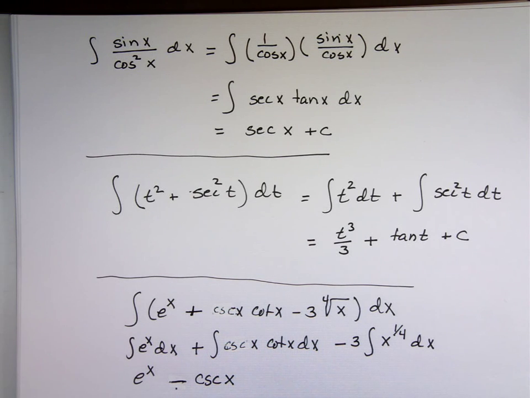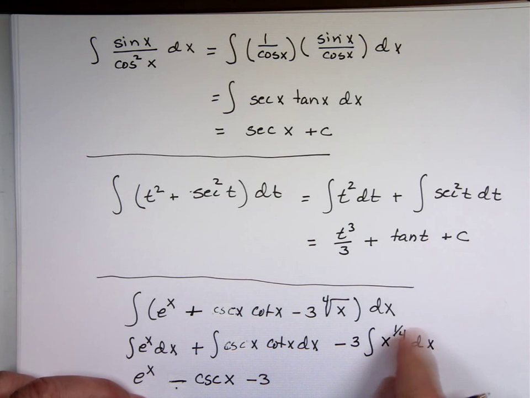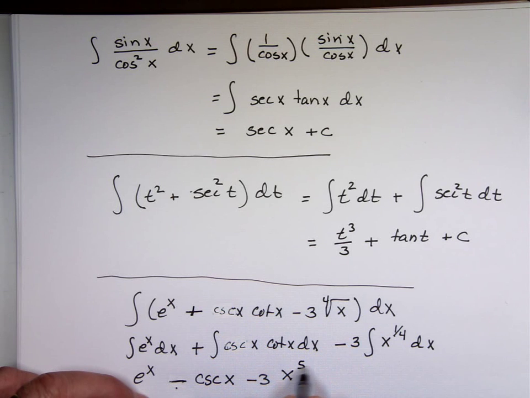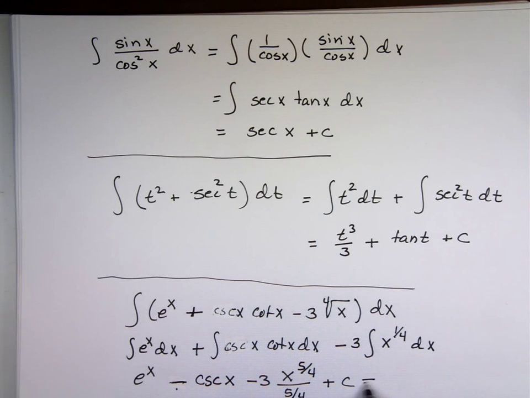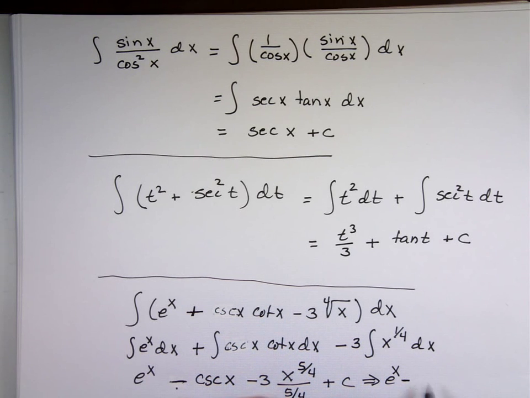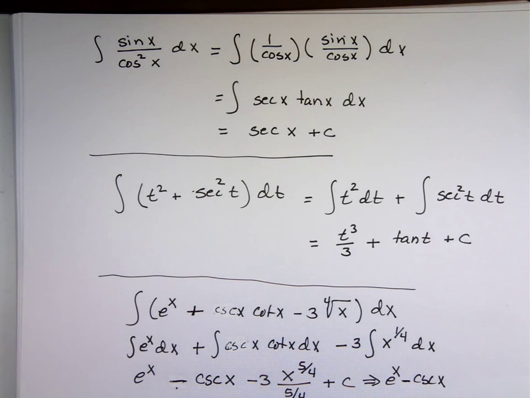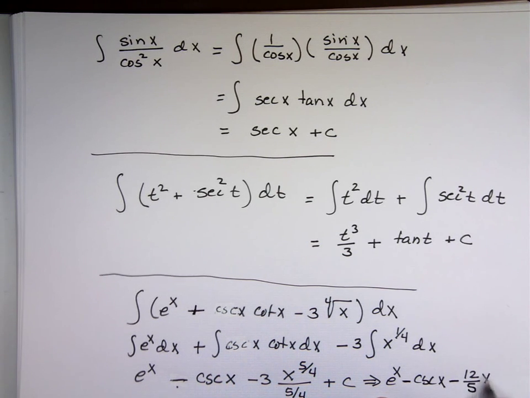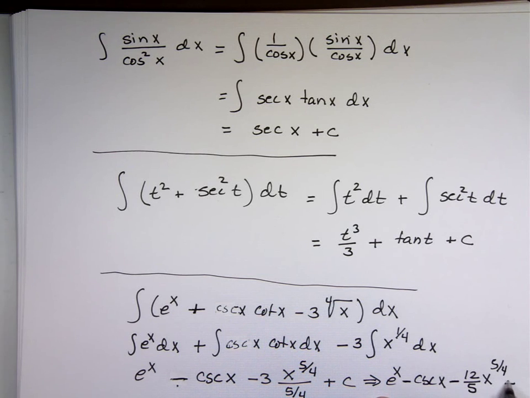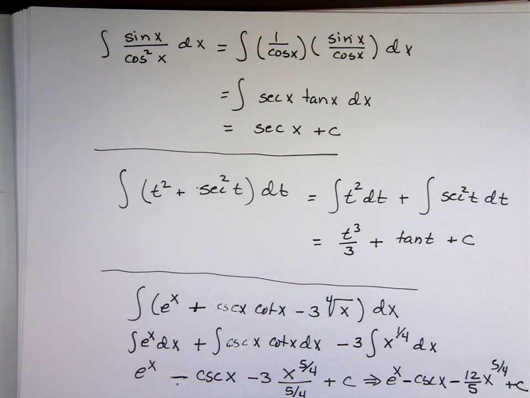Here's the minus 3. Integrate that. That's x to the n. Add 1 to the power. 5/4 over 5/4, right? And dividing by 5/4 is the same as multiplying by 4 over 5. So you can actually make that e to the x minus cosecant x, and this will be minus 12 over 5 x to the 5 over 4 plus c. Always add that c.